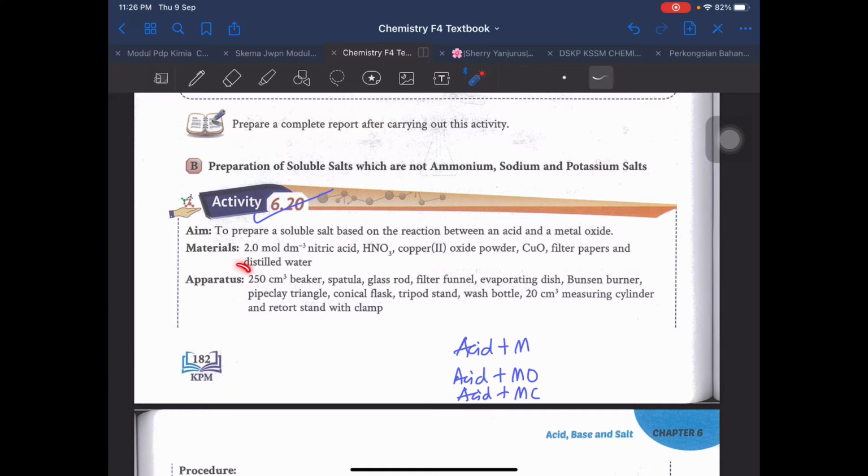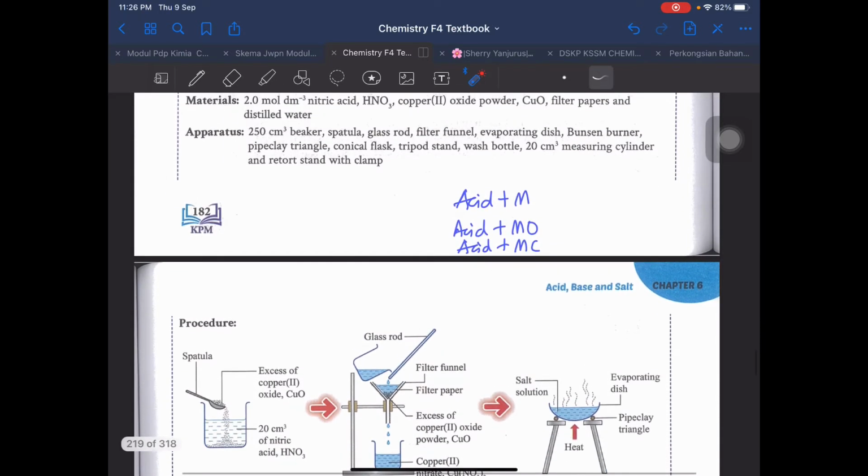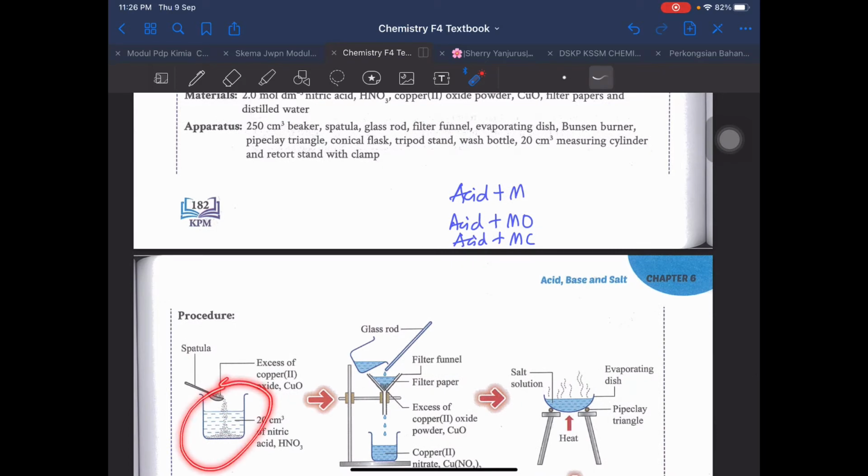Apparatus, you need a beaker. Let us look at the picture over here. Now, this is a beaker, a 250 cubic centimeter beaker, and then you need a spatula like sudu, to put the copper(II) oxide powder inside. And then you need a glass rod. Glass rod is to kacau lah, kacau dia. And then filter funnel untuk turas. Evaporating dish, mangkuk pijar.